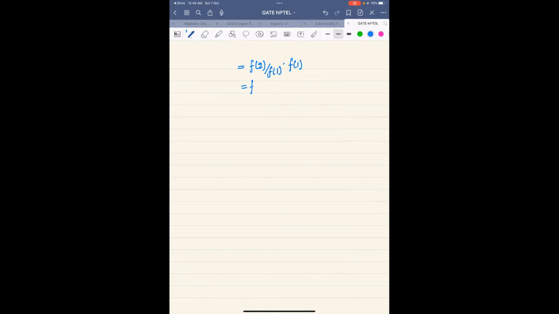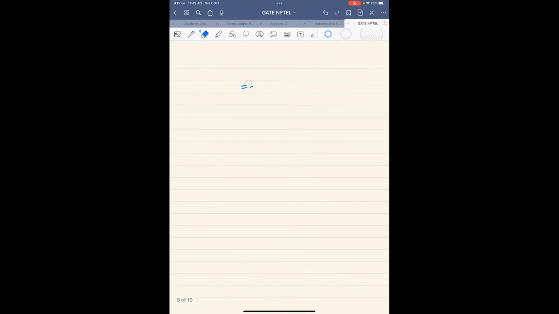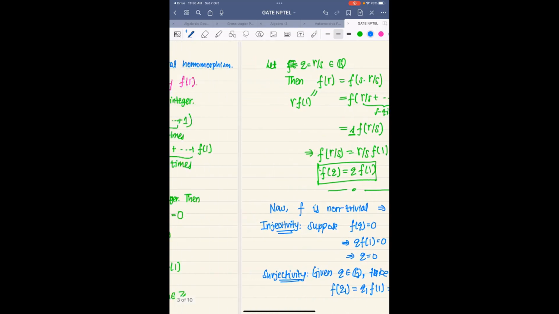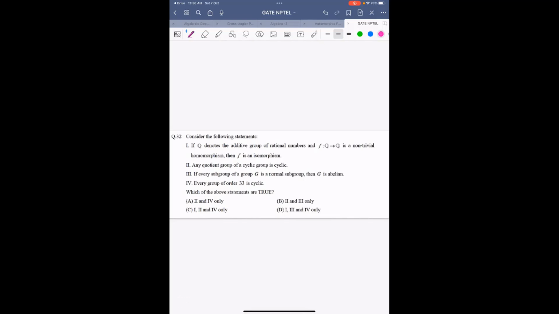Okay, and this is equal to what I am writing. Sorry. Yeah. So this f of q1 will be equal to q1 times f of 1. And what is q1? q1 is q by f of 1 times f of 1, and this is equal to q. Okay. So we have proven the surjectivity also, and it's given to be a homomorphism, so it's an isomorphism. So the first statement is true.